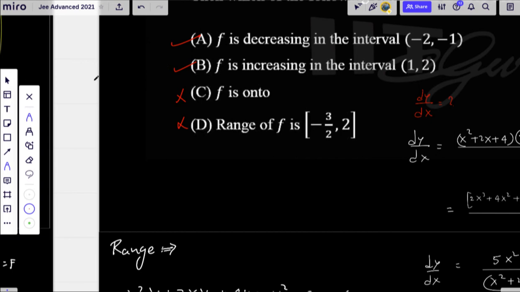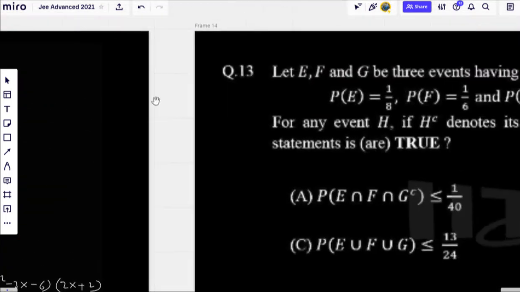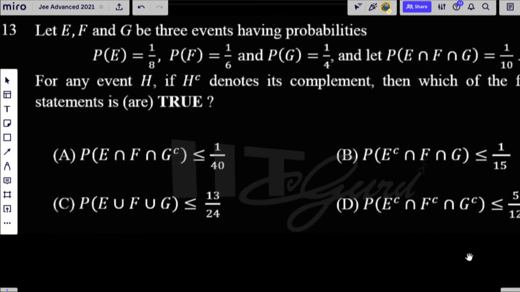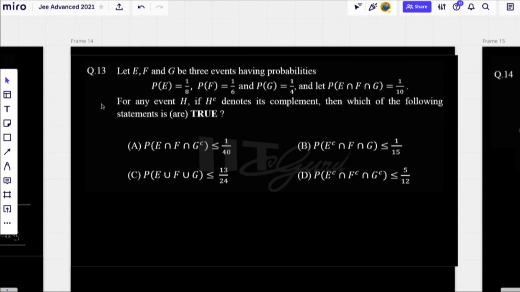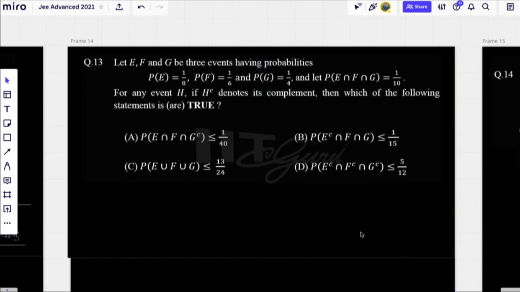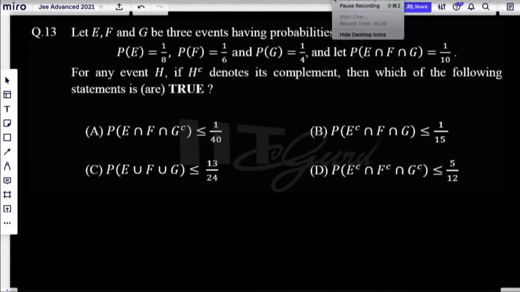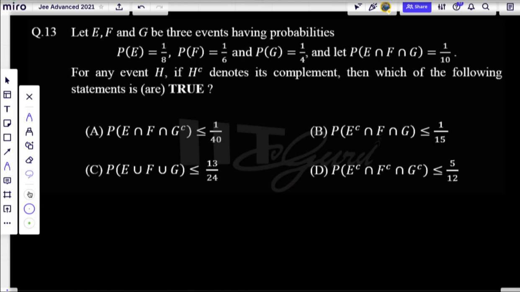One more question is there from probability, another question. Let's see. Question number 13 is from probability. Okay, so some conditions are given over here. This is question number 13. This question is from probability, and it is a conditional probability somehow.